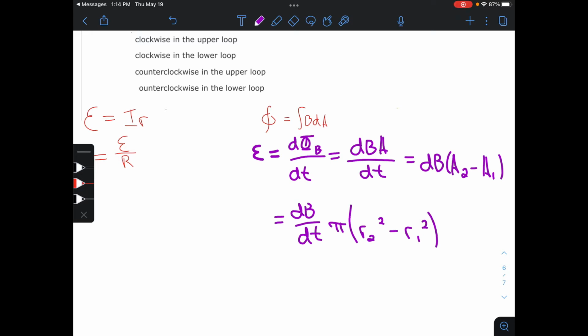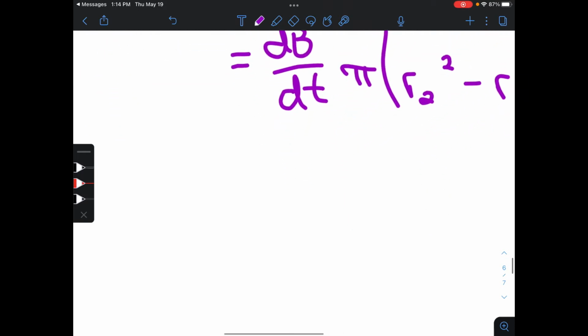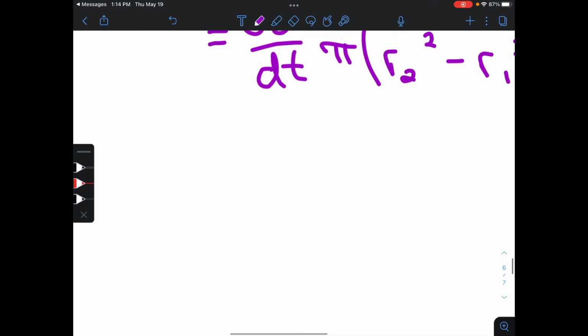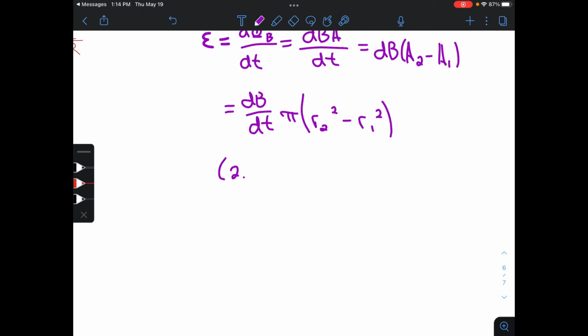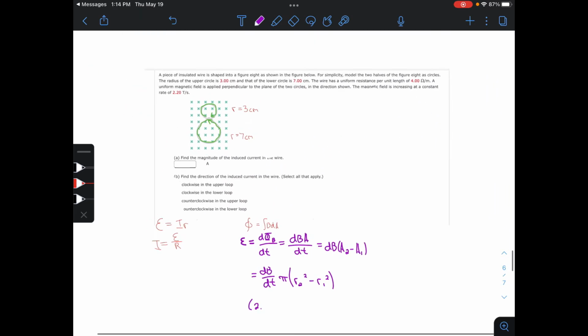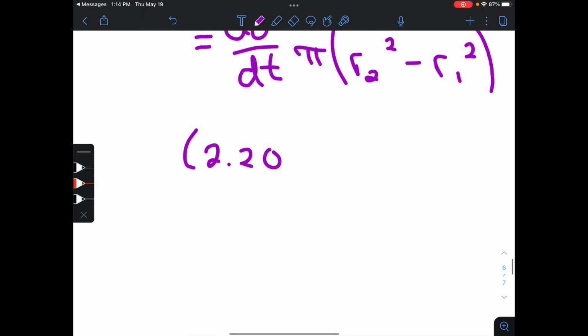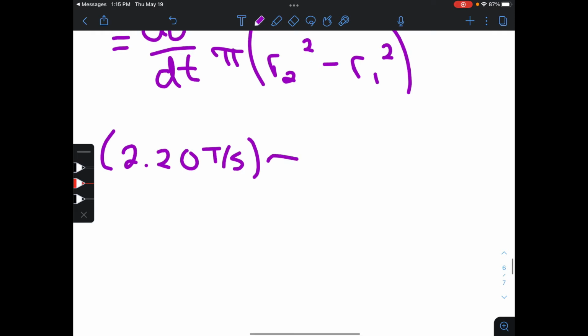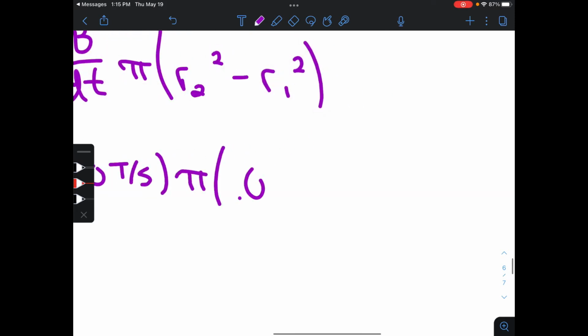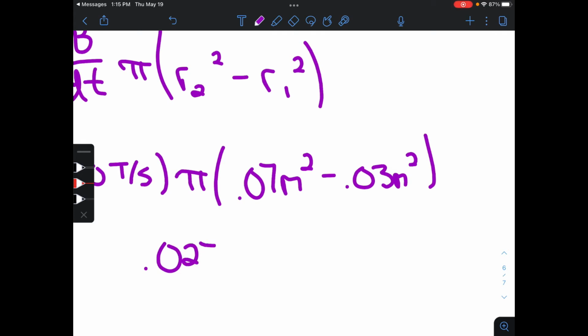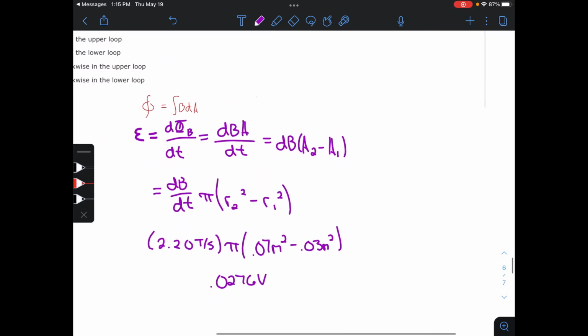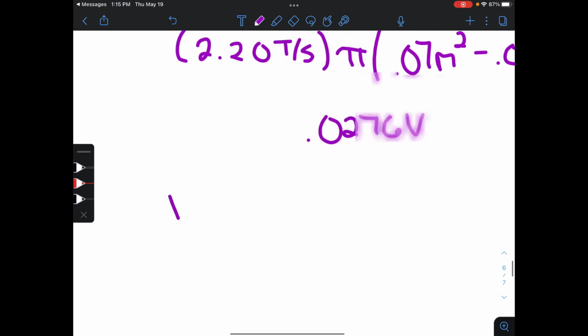And then now we can actually plug stuff in. Then we have our value for the rate at which the field changes, 2.2 teslas per second, times our pi, and then we're converting to meters here. And then 0.0276 volts. Then there's this equation here.